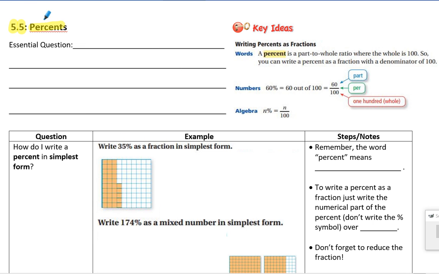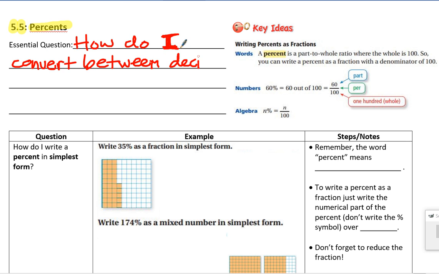Okay, so the essential question is, how do I convert between decimals, percents, and fractions?